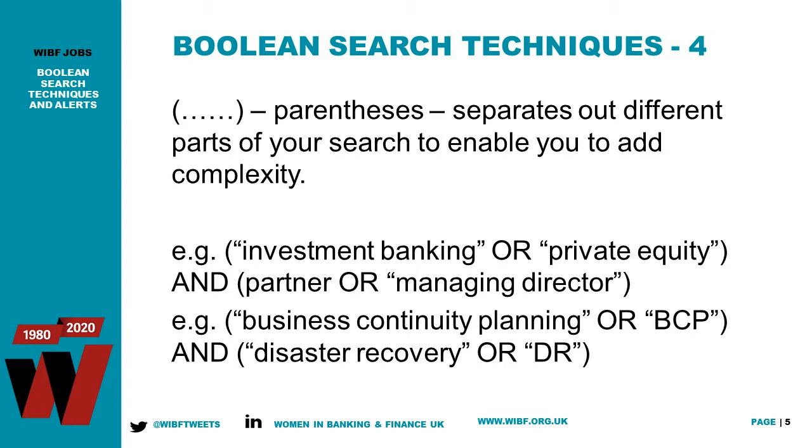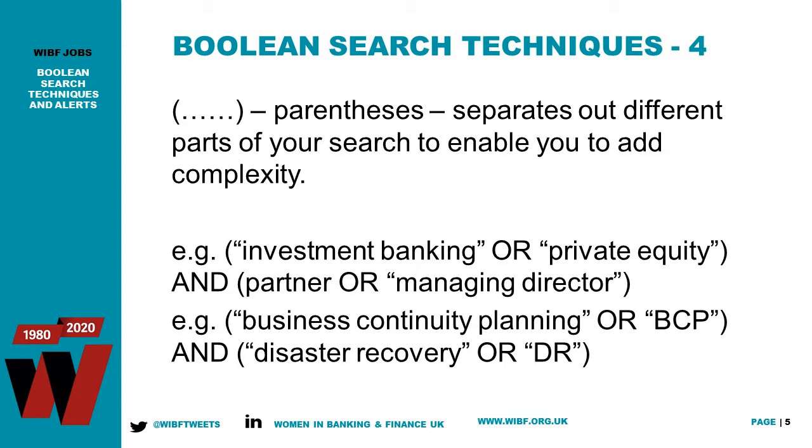So within one set of brackets, investment banking or private equity, and outside of the brackets, partner or managing director. So in this first example, you're saying that you want the job description to mention either private equity or investment banking because you'd be happy to work in either of those industry sectors. So that one set of brackets is kind of capturing industry sectors with some flexibility in there.